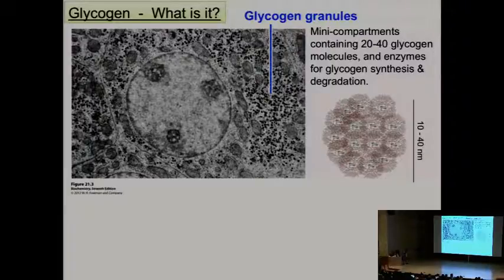And also what's really cool is if you take the same image and you look at an animal that has been fasted, all of these glycogen granules are gone. So this pool of glycogen is very dynamic and very much alive, depending on when your last meal was.